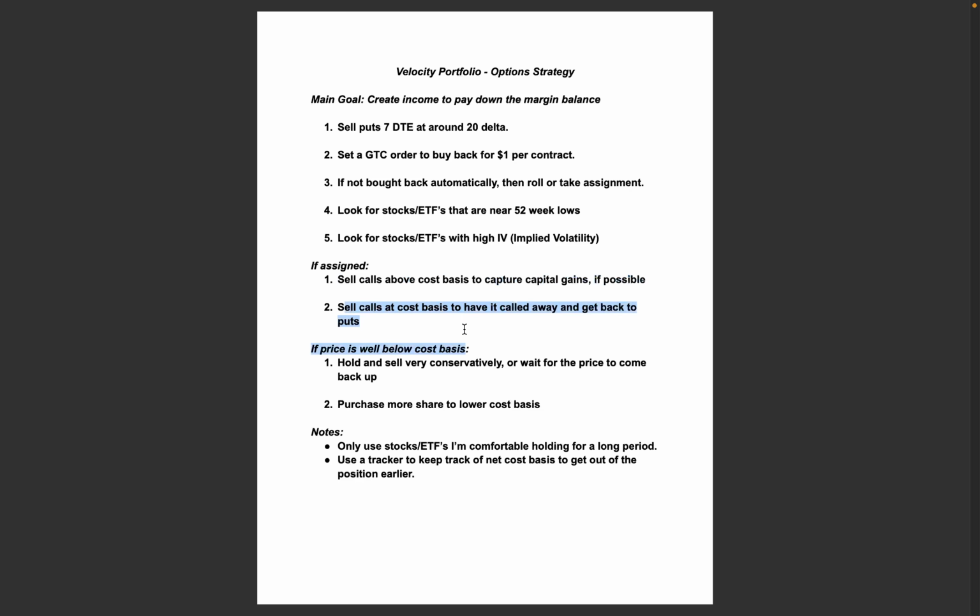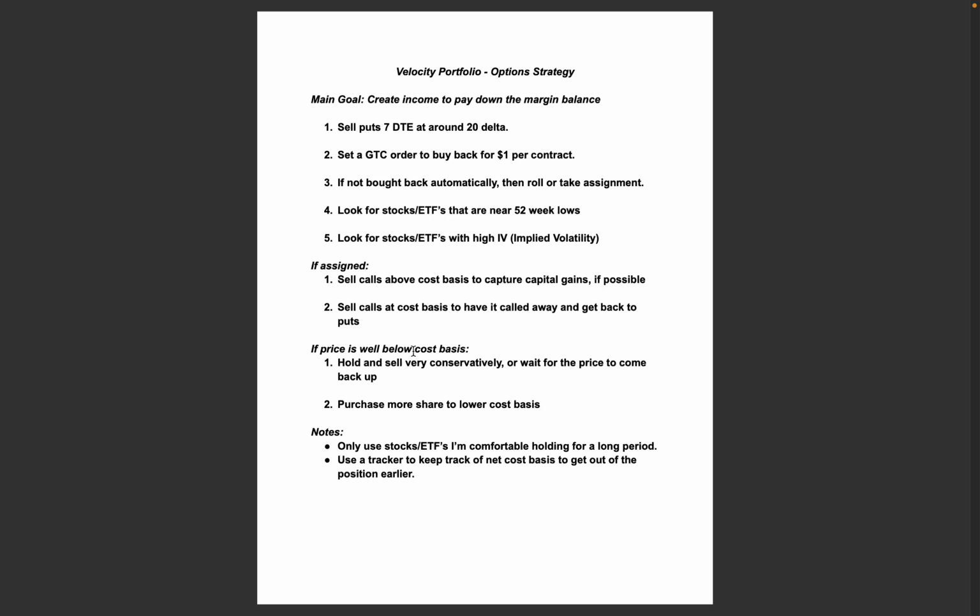Along with that, selling calls at the cost basis so you can have it called away and get back to puts. So my goal is to constantly sell puts. If I do get assigned or have to take assignment on a position, then I'll immediately sell calls to try and get out of it. So I'm going to sell it at my cost basis. So if my cost basis is $50, I want to sell it at 50. Or worst case scenario, if it goes down quite a bit, I'll sell it at 49. That way I can try to roll once to get up to the $50 strike price. But typically I'm selling at the cost basis or above.